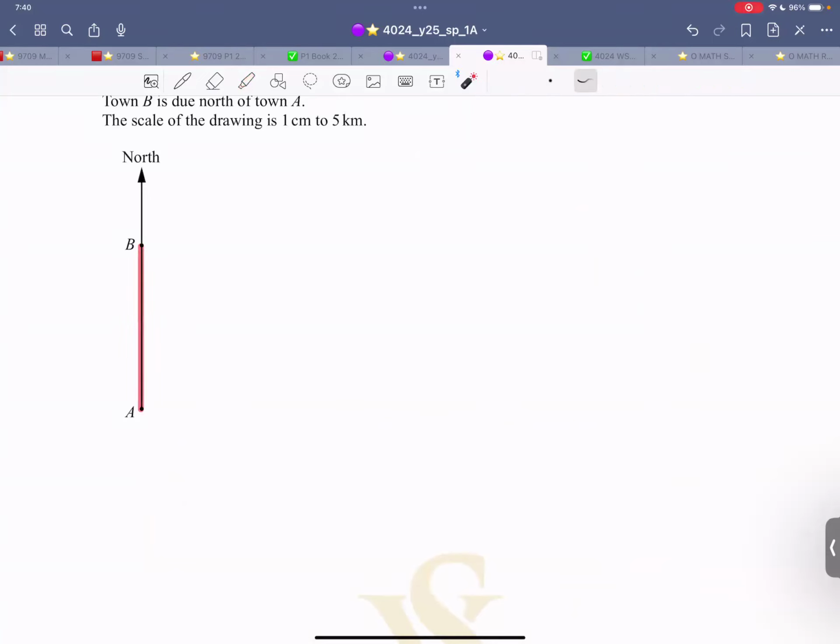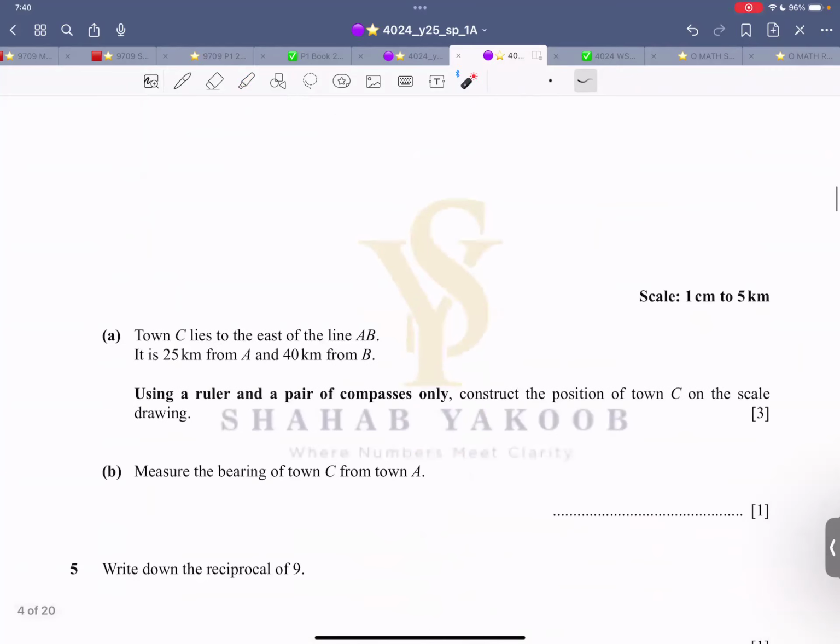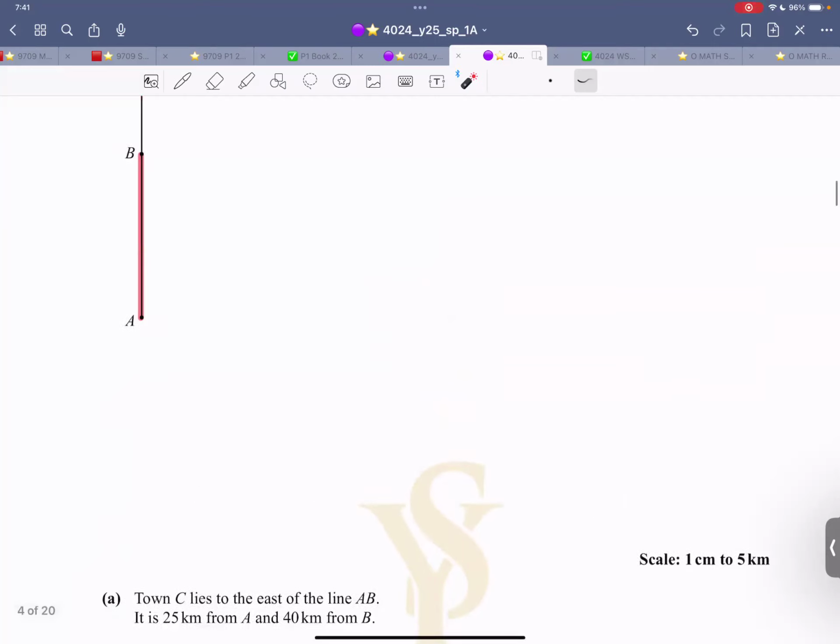So now C is somewhere over here. Somewhere over here is C. It is 25 kilometers from A and 40 kilometers from B. Use a ruler and a pair of compasses only. Construct the position of town A on a scale drawing. Measure the bearing of C from town A.